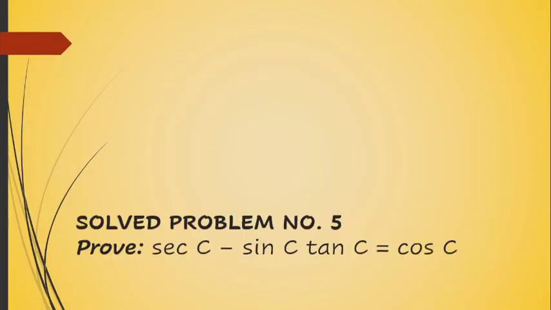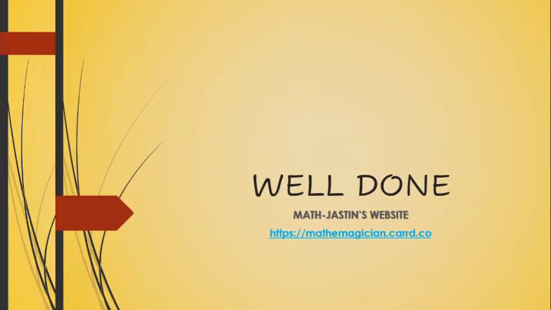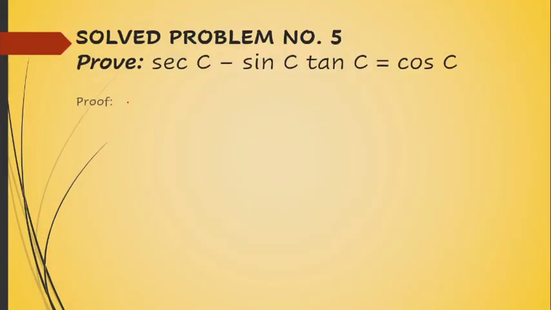Now, prove that secant C minus sine C times tangent C is equal to cosine C. Minsan may ganyan that you're going to prove that is correct. Kung paano mo ipapatunayan na mahal mo yung minamahal mo. Parang mas mahirapan ka pa dito kaysa sa patunayan mo na mahal mo yung minamahal mo. Hugot yan. Okay, sorry.